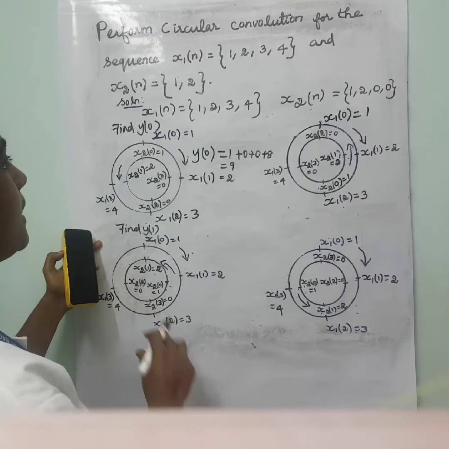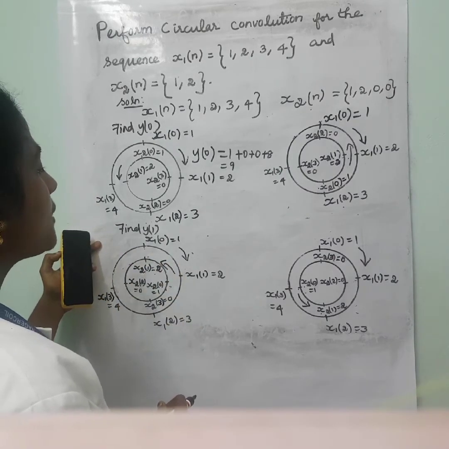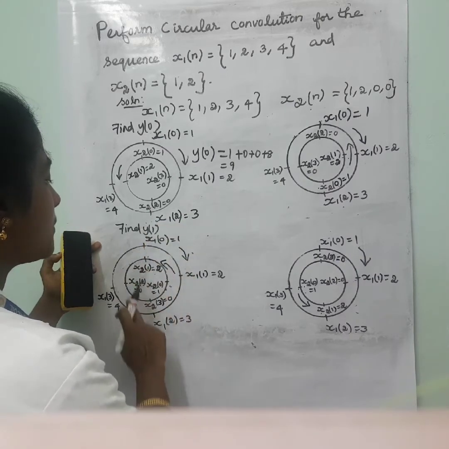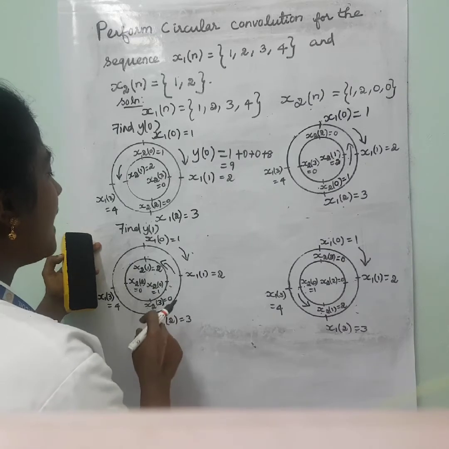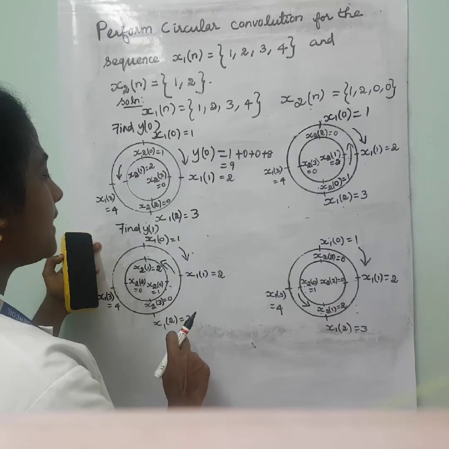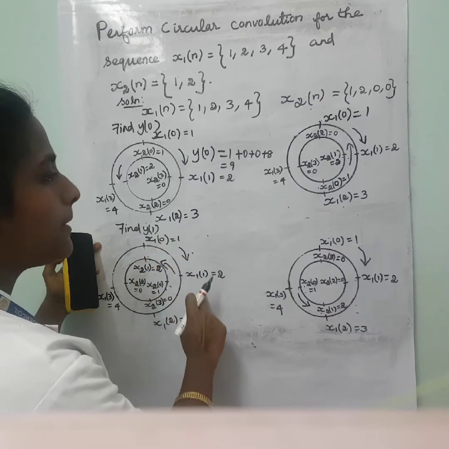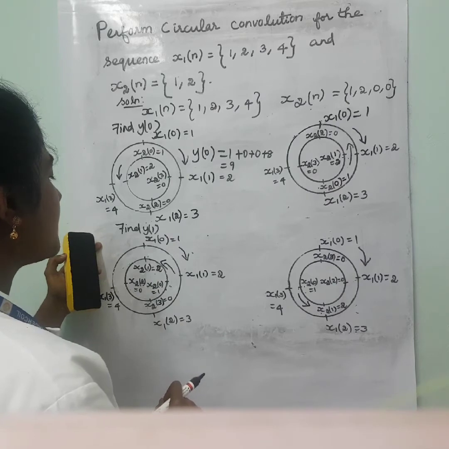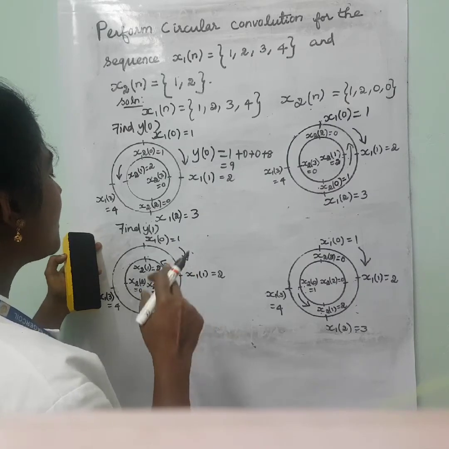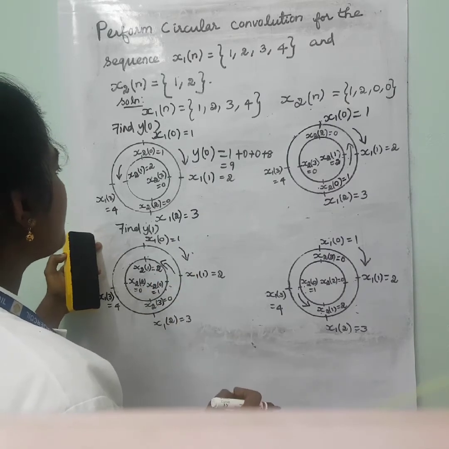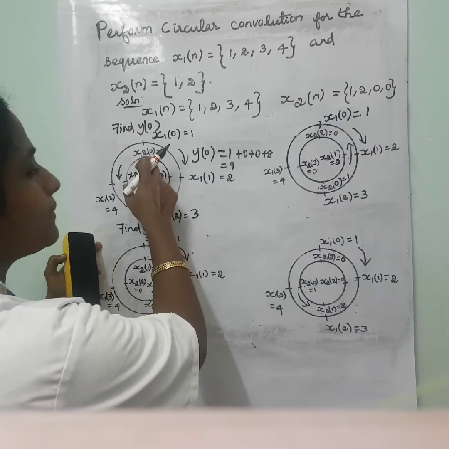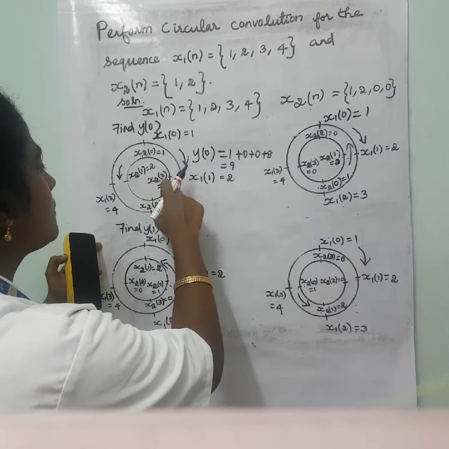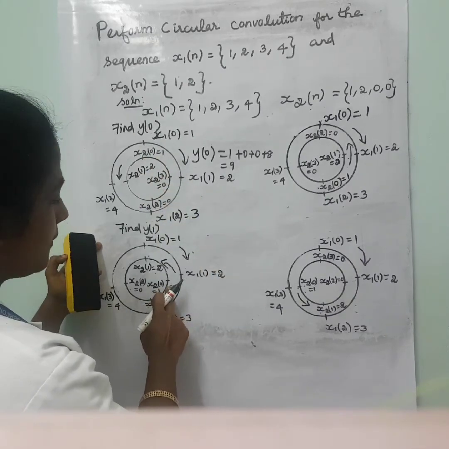Next we have to find y of 1. In order to find y of 1, you have to follow the same procedure. That is, the outer circle represents x1 of n and the inner circle represents x2 of n. The x1 of n values should be plotted in clockwise direction, in the same place. But for the x2 of n sequence, the x2 of 0 value should be shifted one step forward. Here the x2 of 0 value is here, so x2 of 0 will be shifted here.